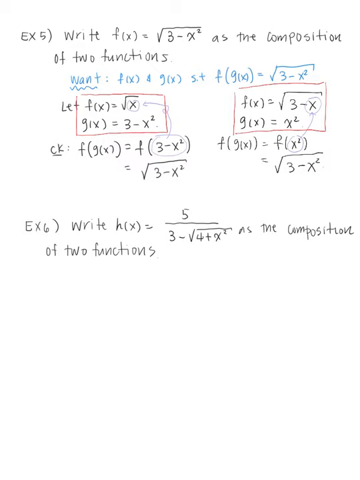All right, so now let's look at example 6. We're going to do the same thing. So what I want you to do is this. Please pause the video and try this problem. I want you to write h of x equals 5 over 3 minus square root of 4 plus x squared as a composition of two functions. So again, please stop the video and try it.